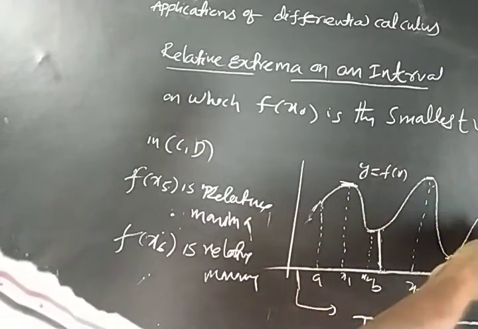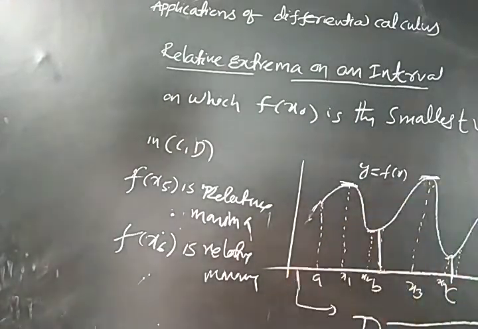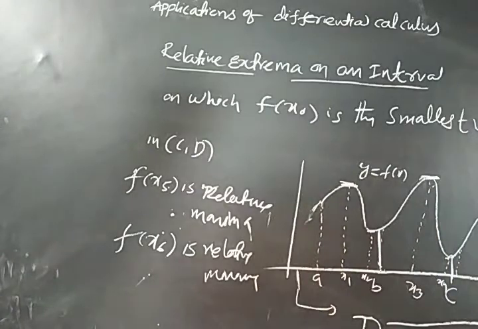Among the three relative maxima, this is the largest value. That largest value is known as absolute maxima. So the largest value among the relative maxima is known as absolute maxima. It is the largest value in the entire domain of the function.